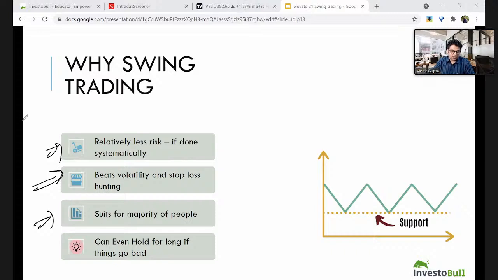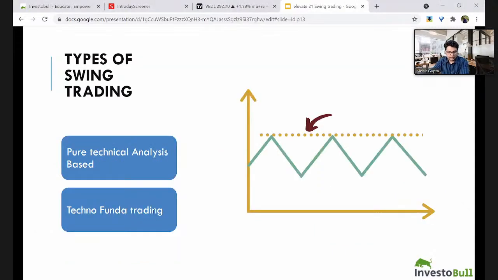And also there is a slight possibility, though it is not recommended, I'm strictly not recommending it, but in case you go horribly wrong, there is a chance that you can hold the stock for the longer term if you follow the techno funda way of swing trading. So I hope everything is clear till now.